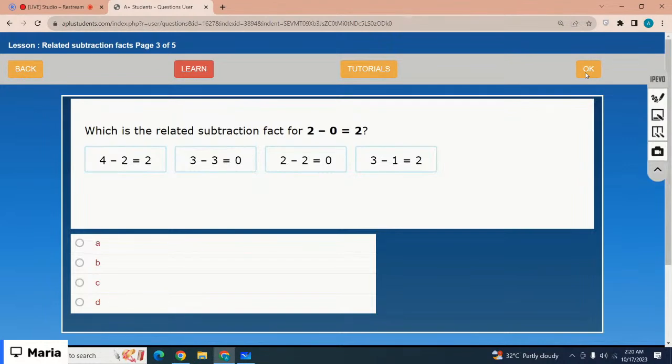2 take away 2 is 0, right? They have exactly the same numbers, just two of the numbers are swapped. So the correct option is 2 take away 0 equals 2. That is option number C.